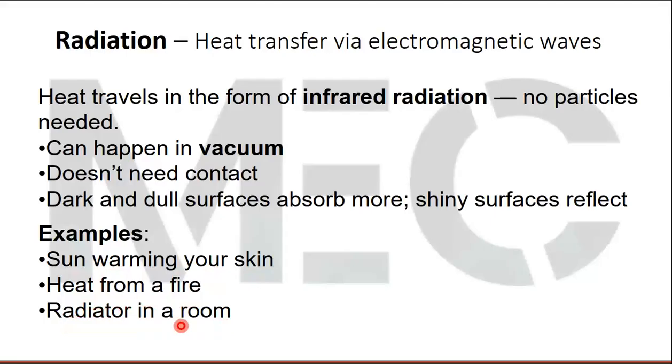Radiator in a room. Both convection method and radiation method apply to heat the room, because the temperature of the radiator is not very high, so both contributions are considerable. But in the case of, for example, a gas stove, the radiation contribution is greater.